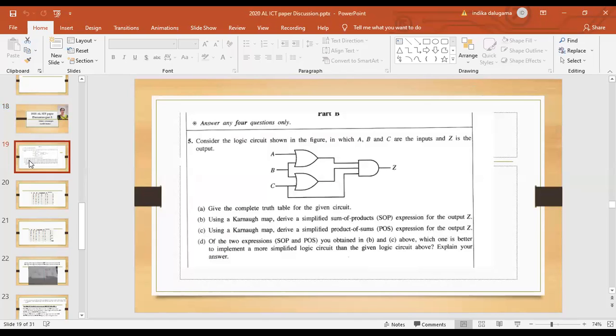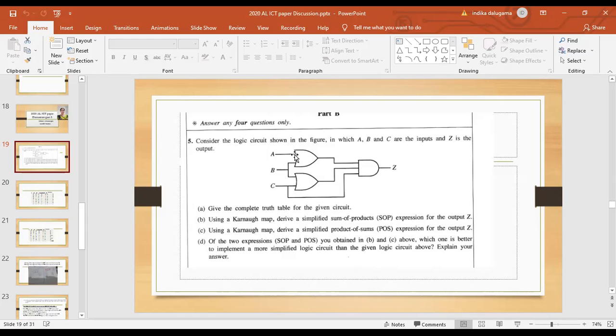This is part B, the logic circuit question. Consider the logic circuit shown in the figure in which A, B, C are inputs and Z is output. Here you can see this is an OR gate, and this is an OR gate, and this is an AND gate.